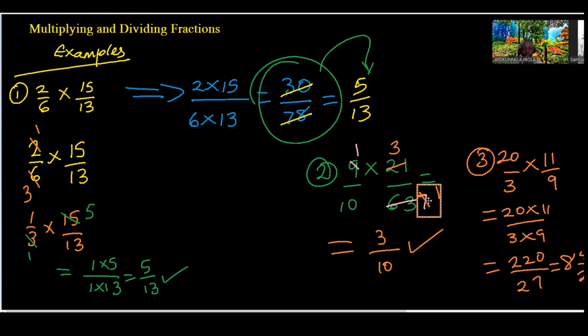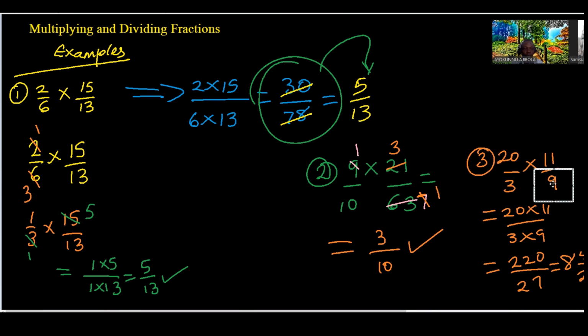Yes. So I can see that 7 can still divide 21. So 7 in 7 gives me 1, and 7 in 21 gives me 3. Is that clear? Yes. Then what remains, just 1 and 3 at the top, give me 3, and 10 and 1 at the bottom give me 10. Is that clear? Yes.